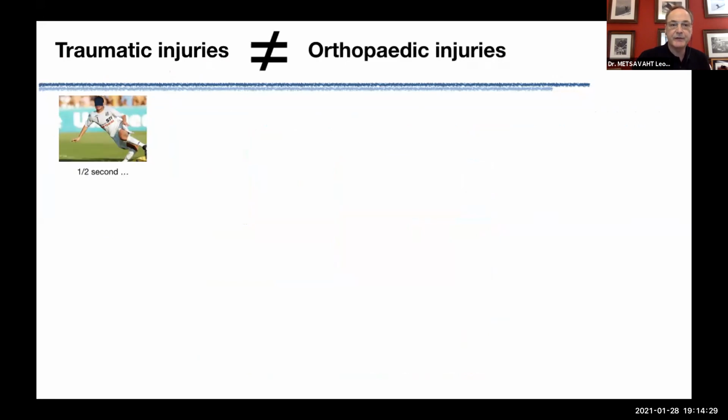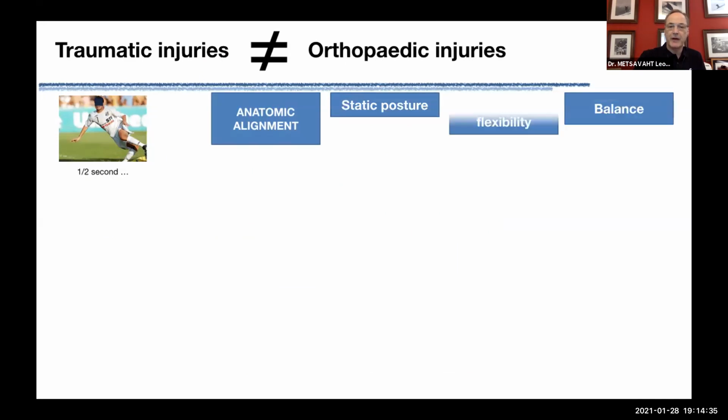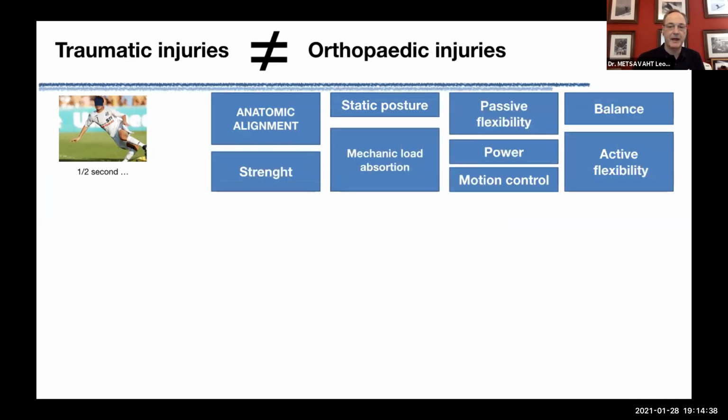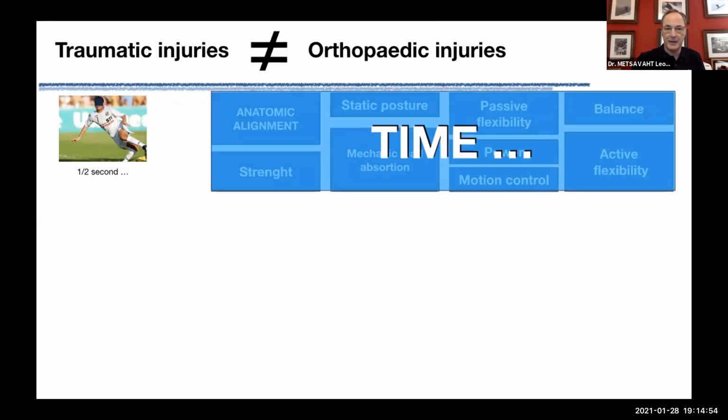What is a little bit different when we are dealing with an orthopedic injury, when you have many other variables like balance, passive flexibility, strength, mechanical load absorption, anatomic alignment, static posture, all these variables, they are competing to the loading of all the joints and muscles. And there's another thing, we have time to develop those things. So whenever we have painful condition, we may have started to be fitting that problem many years ago, not like a traumatic injury that is just in a second.